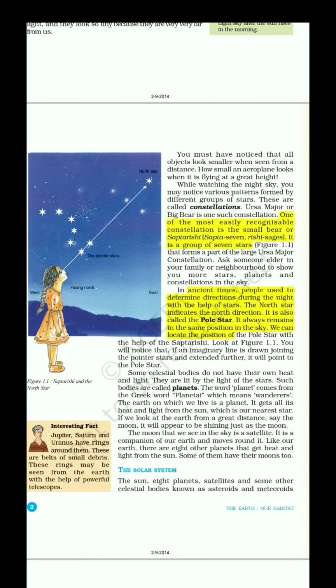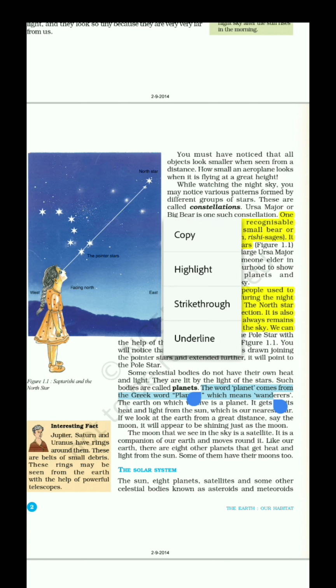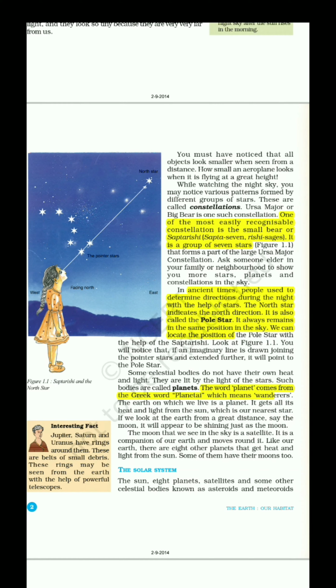Some celestial bodies don't have their own heat. Such bodies are called planets. The word planet, right, is very important. The word planet has come from the Greek word planetai, which means wanderers, right? If you find the Sanskrit word for wanderers, it is panth, Panth. So panth and planet seem to be cognates, right?